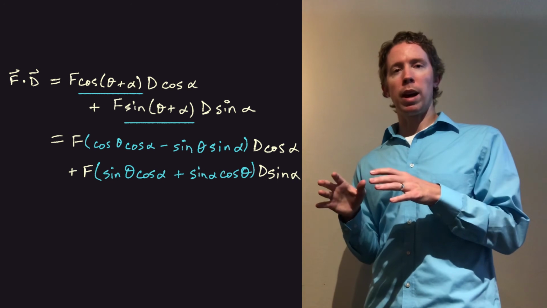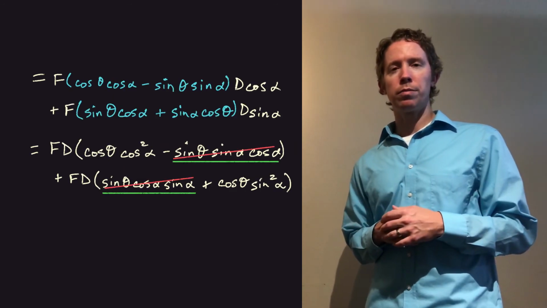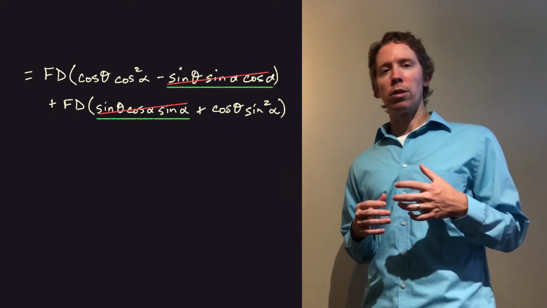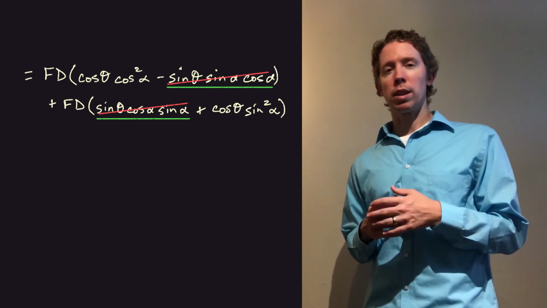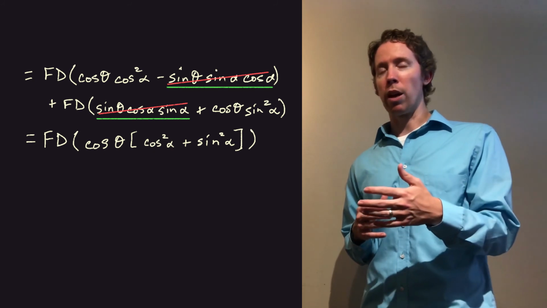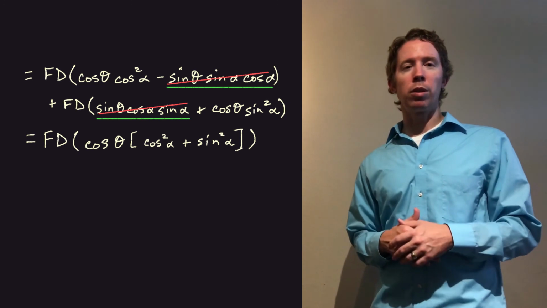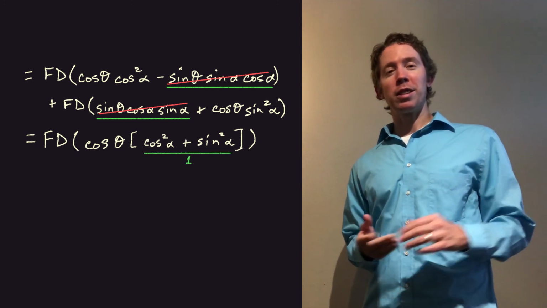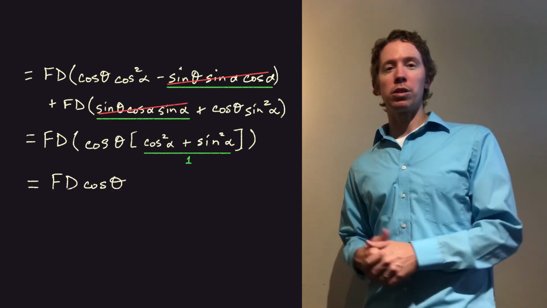So when we multiply it out, you can see that two terms will cancel out. And then we can factor out a cosine theta. And so all that's left is a cosine squared alpha plus sine squared alpha. And if you've got cosine squared plus sine squared of the same angle, we know that's 1. So what we have left is F times d times cosine theta. It did give us the work.